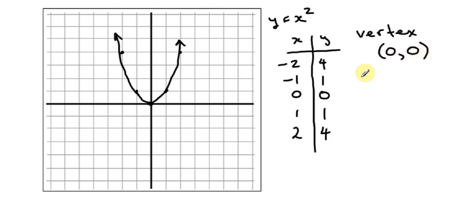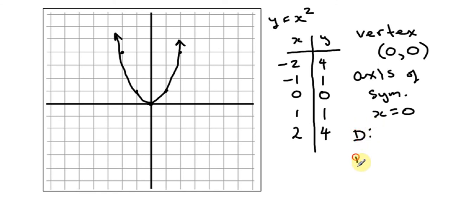Okay, axis of symmetry. Now that would be the y-axis, but the actual proper equation for that is x equals 0. So that's the axis of symmetry, and maybe we'll mention the domain and what that is, and the range. So we'll have a little look at our graph.